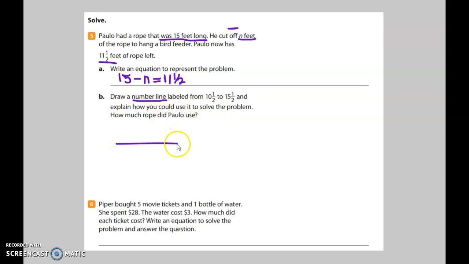So I'm going to draw my number line. Ooh, look at that. It's pretty straight, except when I start talking about it. Okay, so here, it's 10.5. And it's easier for me to use decimals. You guys should know at this point that 1/2 is equal to 0.5. So 10.5, 11.5, 12.5, 13.5.